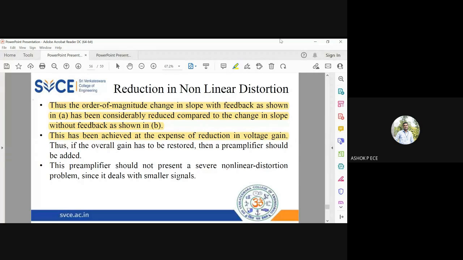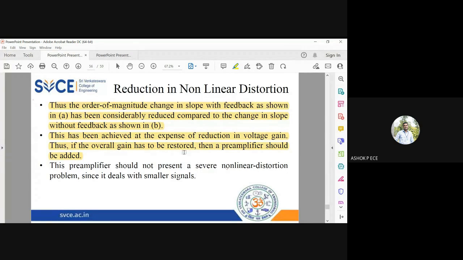So definitely distortion will be reduced, noise will be reduced, all good things will happen, but your voltage gain will also be reduced. That is the only negative point about your negative feedback. So negative feedback will reduce your voltage gain at the expense of all these good things. So if you feel that your gain is getting reduced, then before adding feedback, you can amplify the signal using an amplifier called a preamplifier.